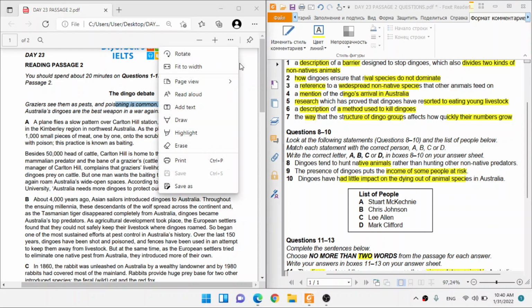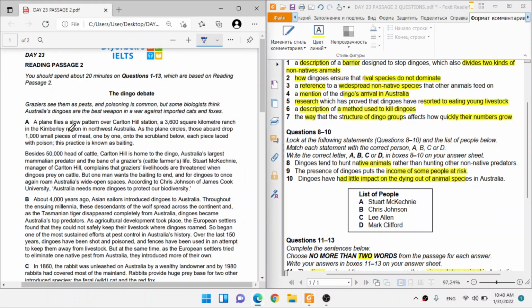Let's go. So a plane flies a slow pattern over Carlton Hill Station, a 3,600 square kilometer ranch in the region in northwest Australia. As the plane circles, those on the plane drop thousands of small pieces of meat one by one onto the scrub below, each piece laced with poison. On those pieces of meat there is poison. This practice is known as baiting.